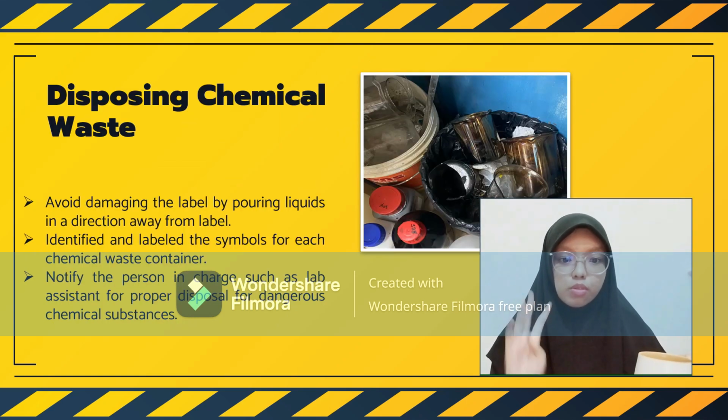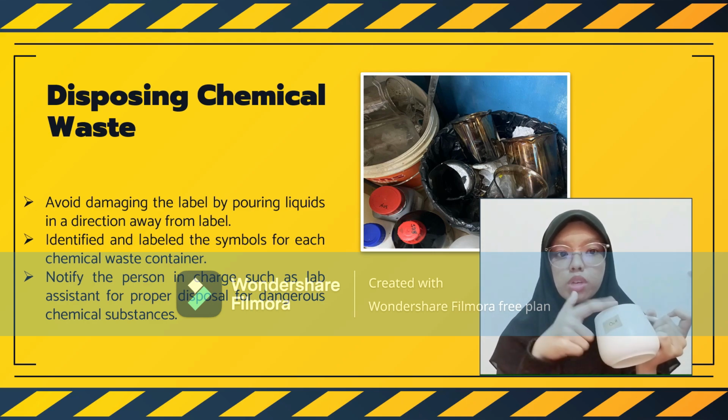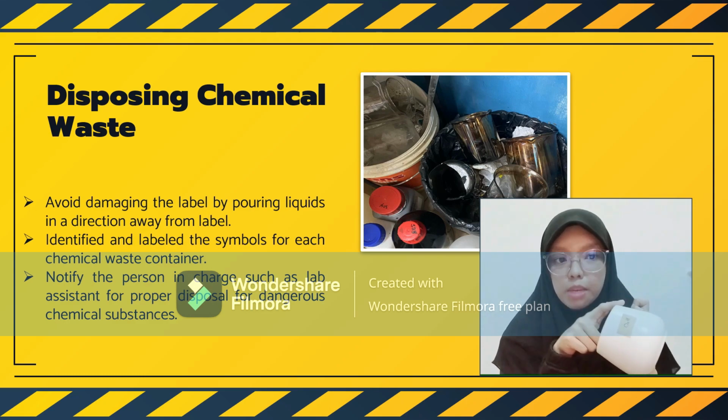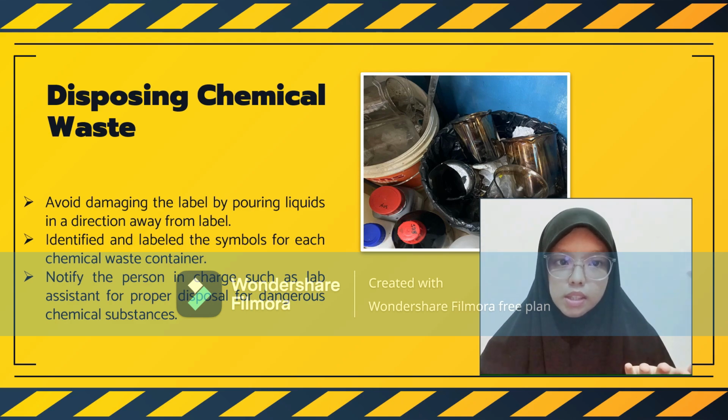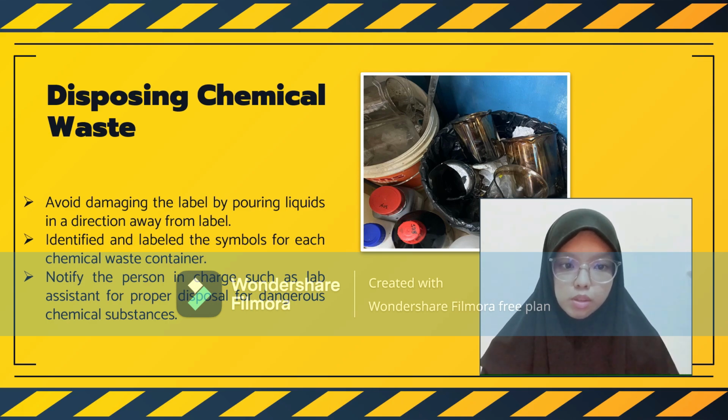For the fourth task, which is disposing of chemical waste, we should pour any liquids or chemicals in glassware in a direction away from the label to avoid damaging the labels. The most important thing is to dispose of any chemical in a specified bin. But from the picture, we can see that the laboratory doesn't have any specified bin for waste chemicals or for glassware. So we should notify the person in charge, such as the lab assistant, for proper disposal of dangerous chemical substances.